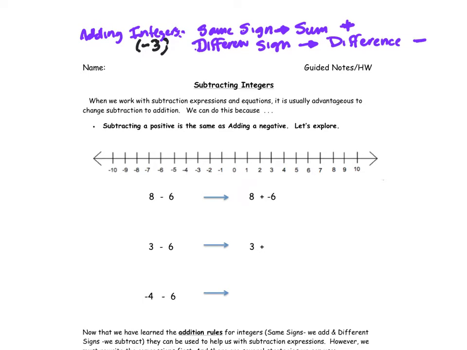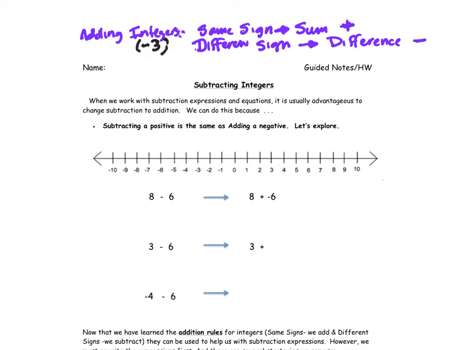So let's move on. When we work with subtraction expressions and equations, it is usually advantageous, which means to our advantage, to change subtraction to addition. We can do this because subtracting a positive is the same thing as adding a negative. So let's explore this on the number line. We're going to start with numbers that you're familiar with. If I had 8, take away 6, you can tell me what the answer is. It's 2.